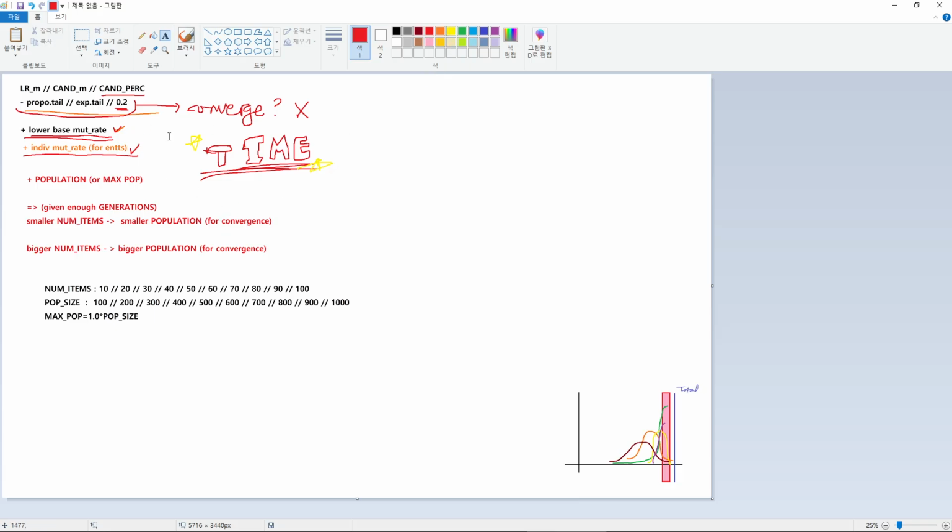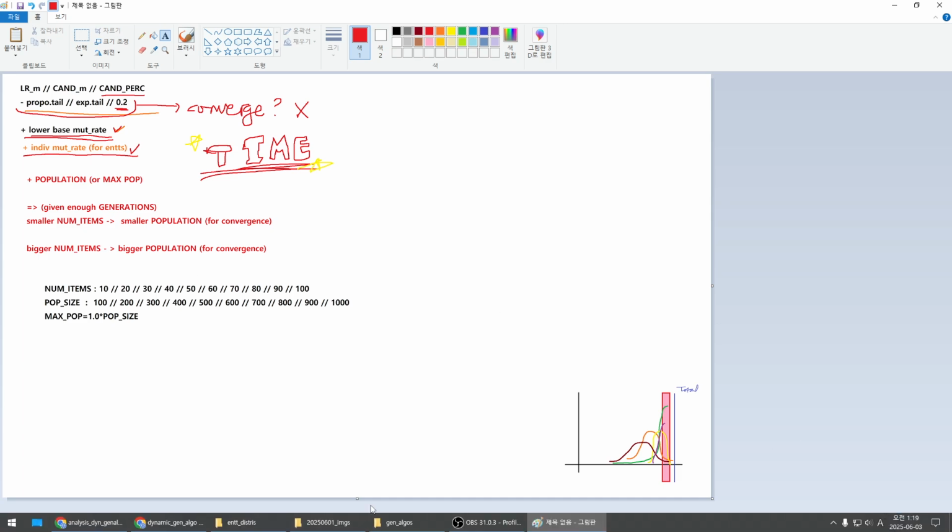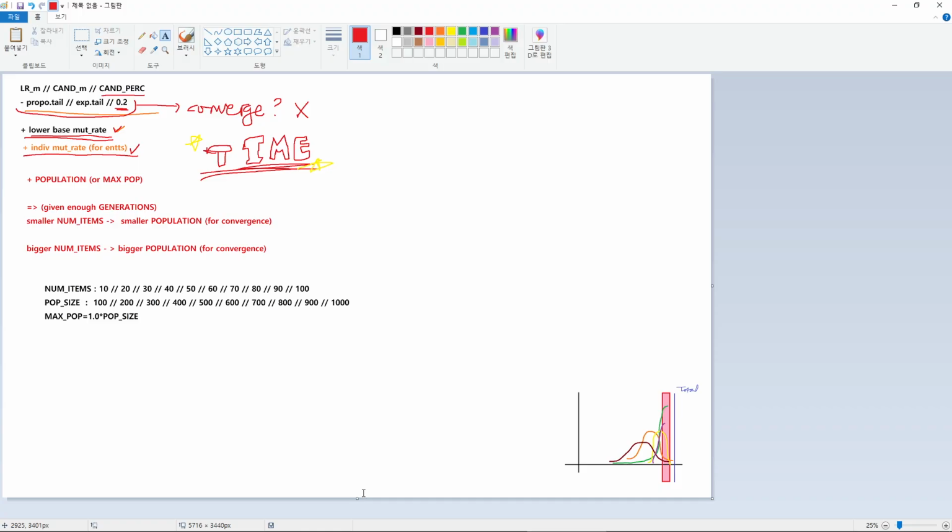So we still have lower base mutation rate, we still have individual mutation rate, we still have the learn rate candidate combination the same, purple tail, XP tail 0.2. The only thing that changed is the setting where the population size changes with the era. If the number of items increases, the population size will also increase. Okay? So that's what I did.